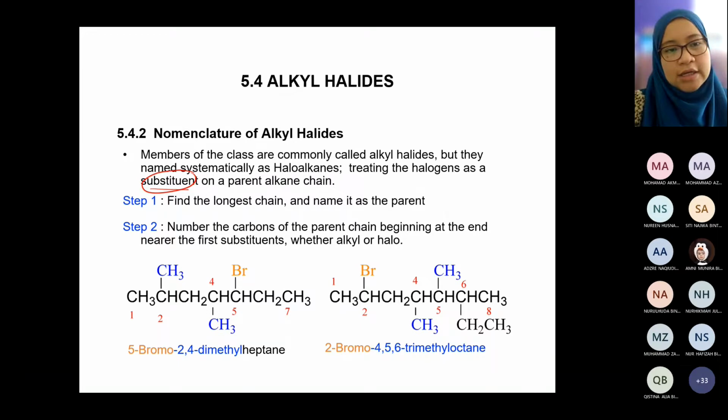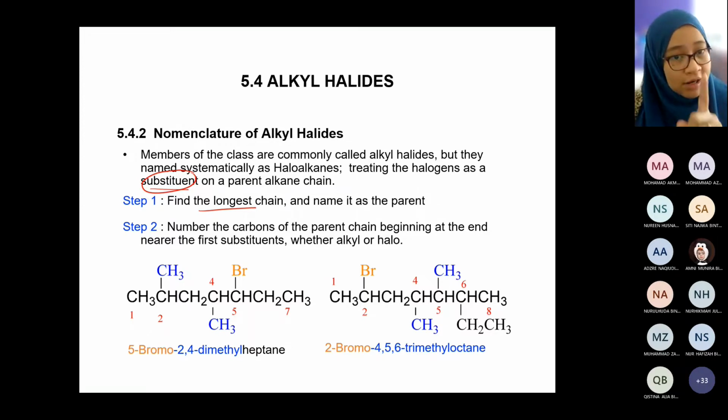Okay, alright, so step number one, macam biasa, you have to find the longest chain and name it as the parent. Cari the longest chain. Okay, tapi like alkene, you kena make sure that double bond should be in the longest parent chain. Tapi for this one, tak payah prioritize the halogen. You cari macam biasa the longest and continuous chain.